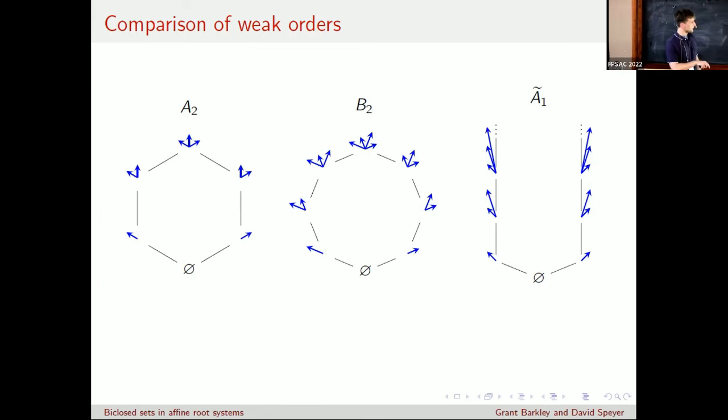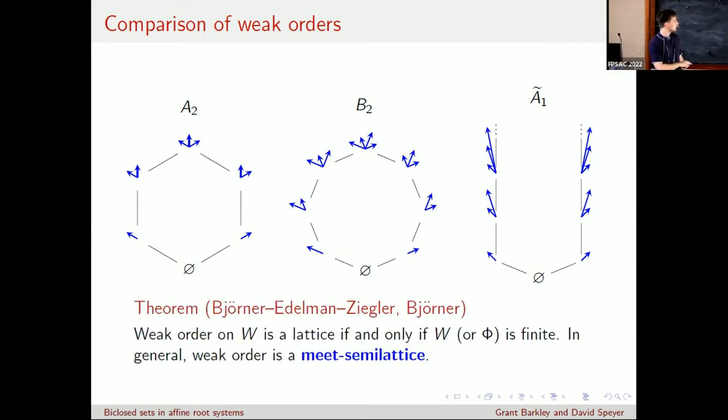A1 tilde does have greatest lower bounds. So if we take any two elements, we can find a greatest lower bound, but it doesn't have least upper bounds. It doesn't even have upper bounds. If I take something on the left chain and something on the right chain, there's no common upper bound. So what's going on? What's the general statement here?